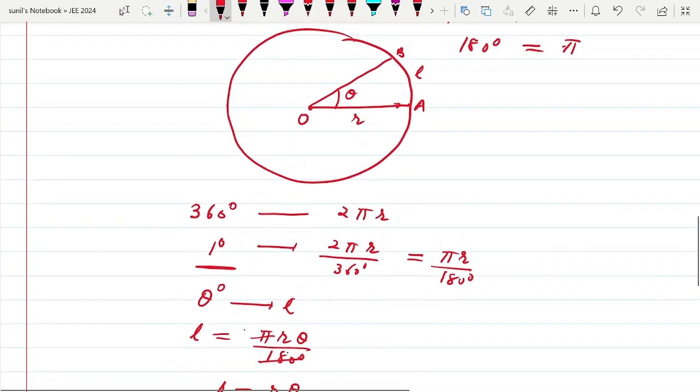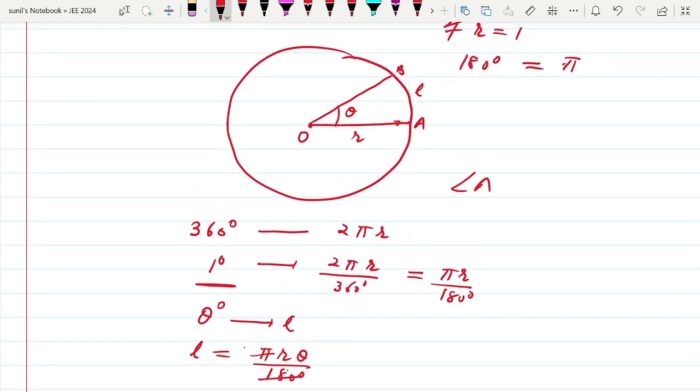So how do we define an angle in radian? The angle AOB in radian measure is nothing but the length of the arc divided by the radius.